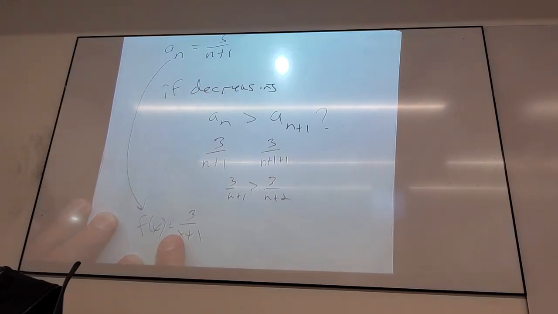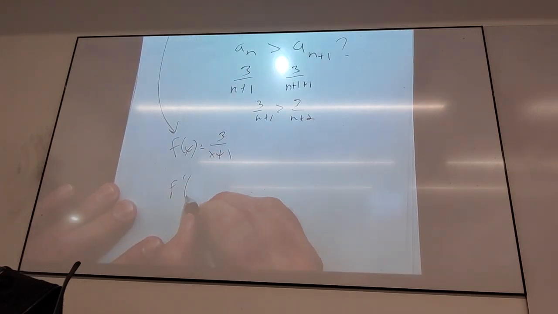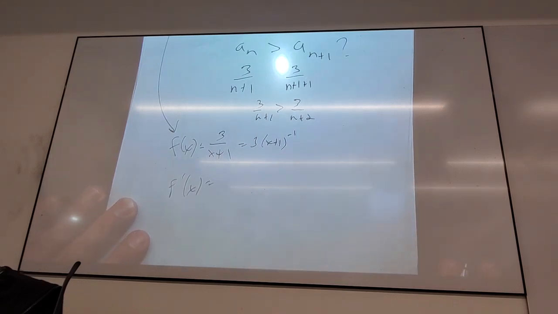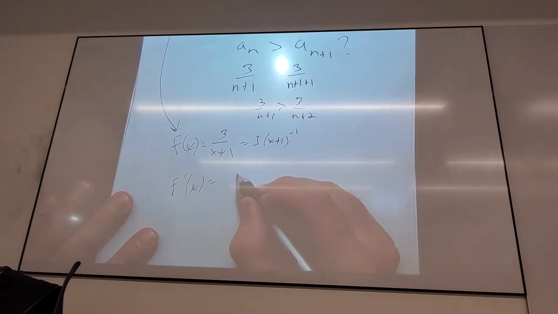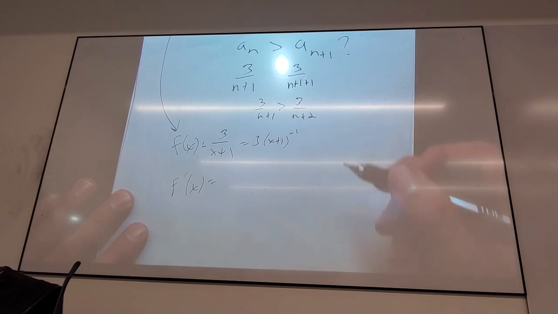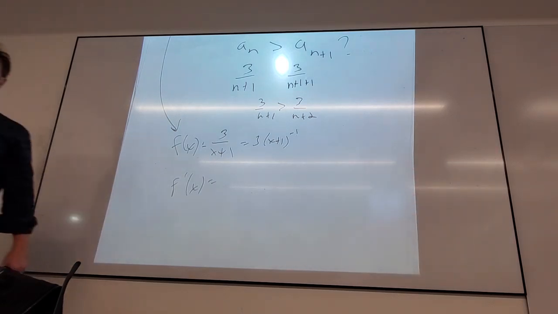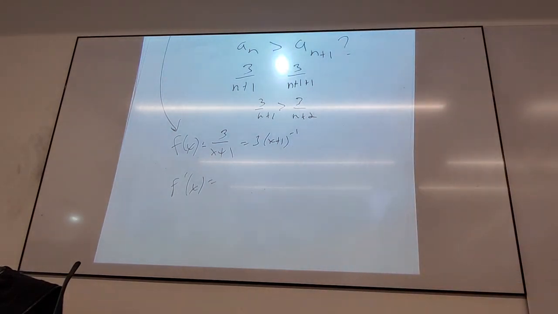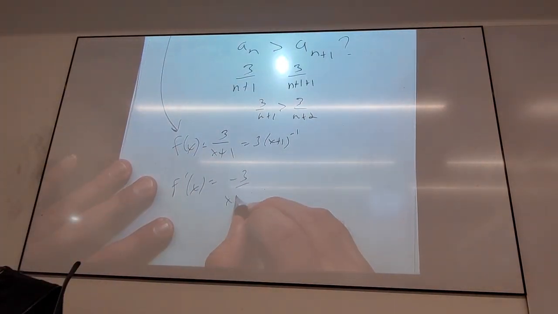Good. So now I can do calculus to it because now I have a continuous function, yes? So what is f prime? And you can write this like this, remember? What's f prime? What's the derivative? No, not the integral. The derivative. Come on, guys. Derivative. Yes, good. Negative 3 times x plus 1 to the negative 2. Yes. So it'll be negative 3 over x plus 1 squared.